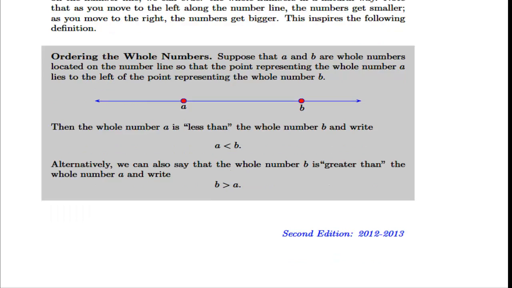Ordering the whole numbers. Suppose that A and B are whole numbers, located on the number line so that the point representing the whole number A lies to the left of the point representing the whole number B. So if A were 3, B would be 4, 5, or 6. And if B were 3, A would be 0, 1, or 2. In this example, the whole number A is less than the whole number B. And alternatively, the whole number B is greater than the whole number A. Written these ways: B is greater than A; A is less than B.